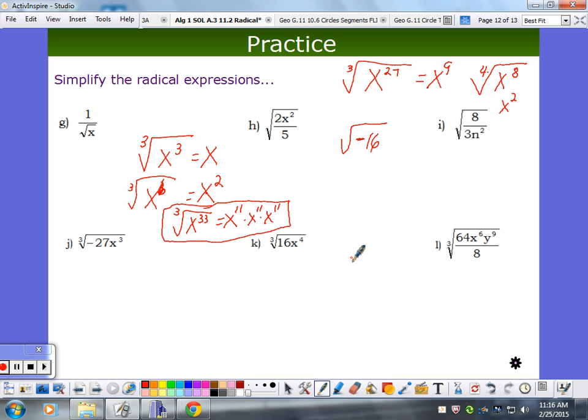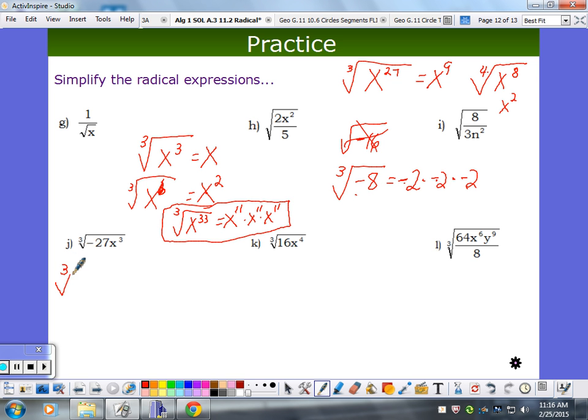Square root of negative 16? In the real number system, can I do that? Is there any number times itself that gives me negative? No. What about cube roots? Yes. Well, what do you get? What's negative 2 times negative 2 times negative 2? Negative 2 times negative 2 is positive 4, times negative 2. So if you have an odd number root, you can have negative radicands. If you have an even number root, you cannot. Okay, so that's what's going on here.